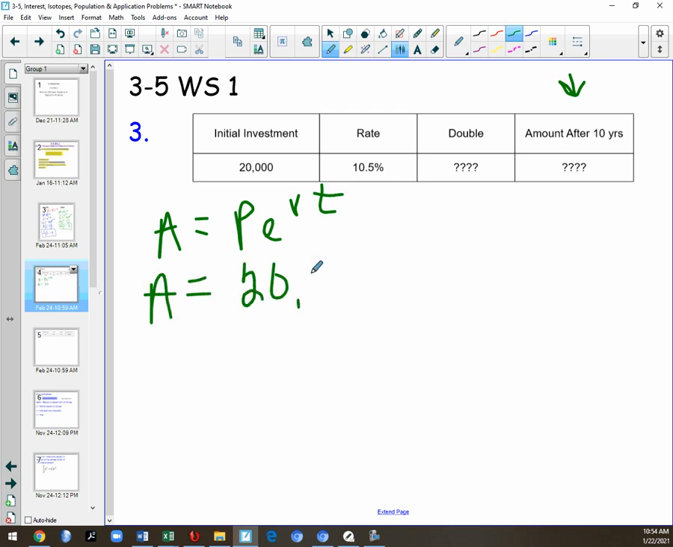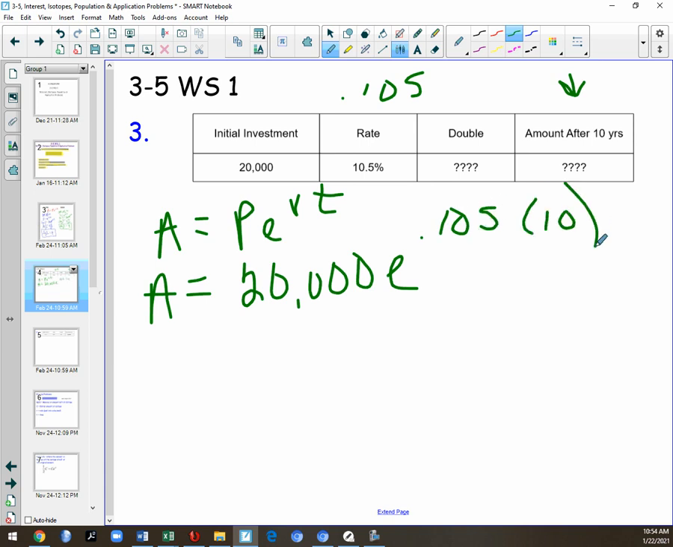So I know I have $20,000. E raised to the interest rate, which is now going to be 0.105. And I'm going to have that in my account for 10 years.